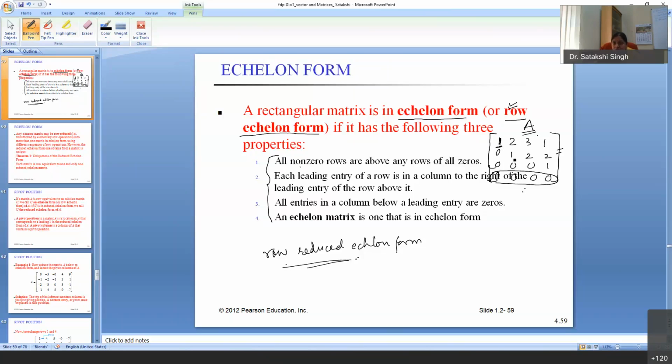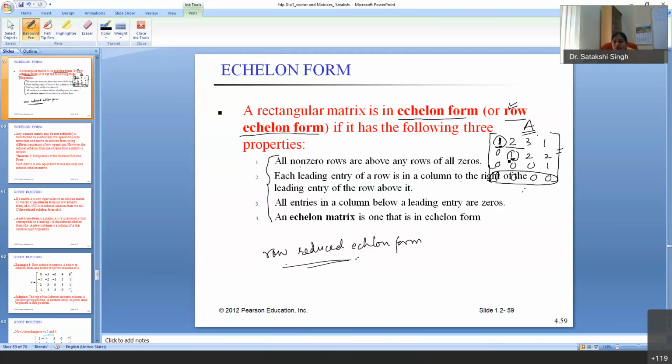Whatever is the non-zero entry here, that is called the leading entry. The leading entry of a row is in a column to the right of the leading entry of the row above it. So as you see here, the leading entry of the first row was at this position. Then the leading entry of the second row is to the right of this leading entry.